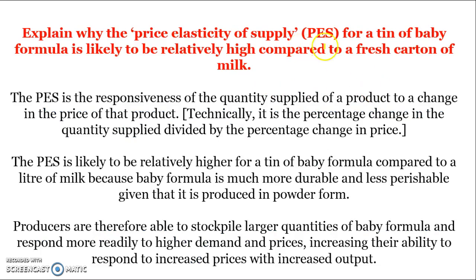Explain why the price elasticity of supply for a tin of baby formula is likely to be relatively high compared to a fresh carton of milk. The PES is the responsiveness of the quantity supplied of a product to a change in price. Define the term. The PES for baby formula compared to a litre of milk is likely to be more elastic because it is durable and less perishable. Producers are therefore able to stockpile large quantities of baby formula and respond to higher demand and higher prices by increasing their supply significantly, as opposed to fresh milk, which can go off quickly.